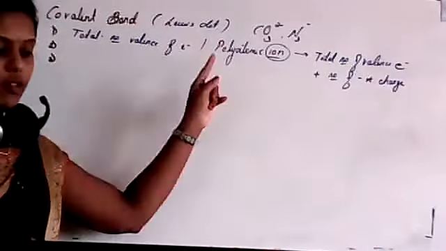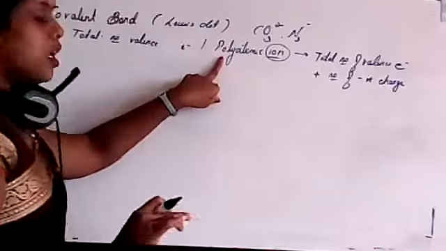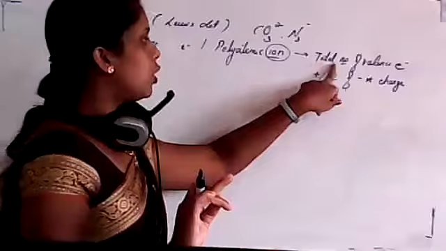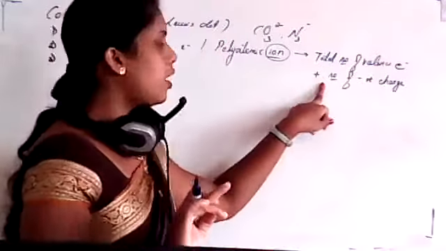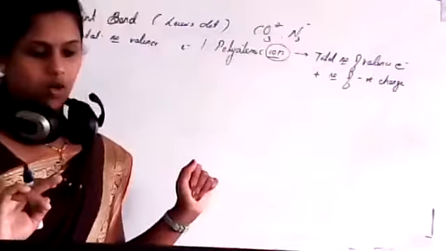I'll give one example, okay? So first, you have to find the total number of valence electrons. If in case it is a polyatomic ion, in that case you have to consider the total number of valence electrons plus the number of negative charges over that ion.